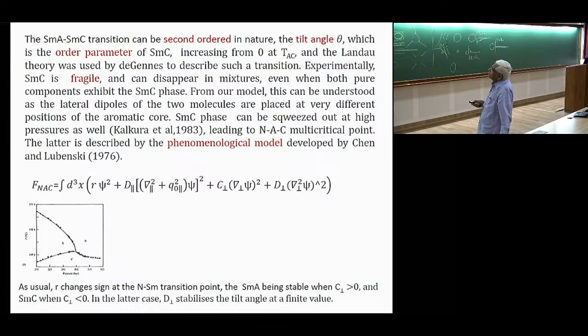But actually it turns out that Smectic C is pretty fragile and can disappear, for example, in mixtures, even though both the components show the Smectic C phase. So according to our model, anyway, it's easy to understand because the dipoles may be positioned in different locations so that they cannot repel each other very well, and therefore no tilting. So you get only Smectic A phase in between.